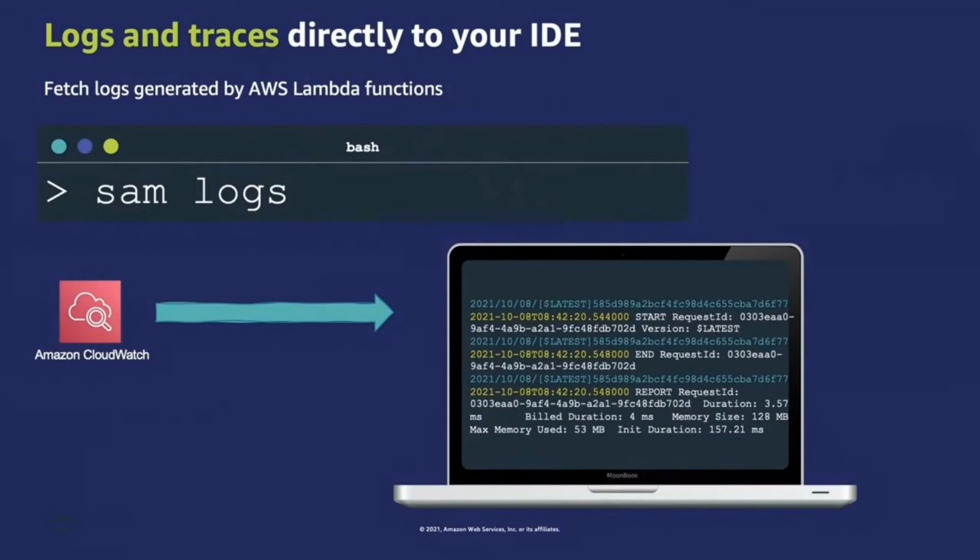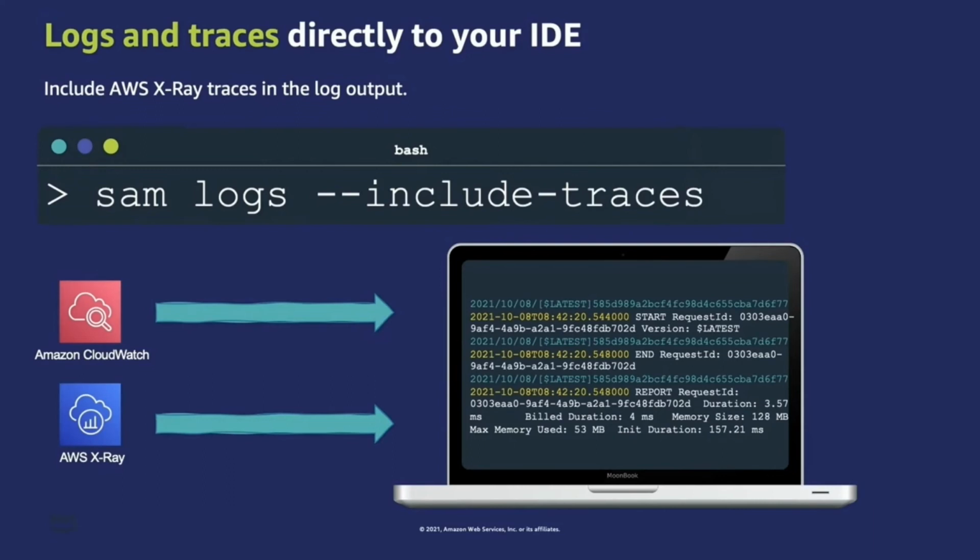There's also a feature called SAM logs. Now, SAM logs isn't new. It allows you to receive invocation logs from your Lambda functions directly to your console or your IDE, what you're working in. What you can do now, though, is include traces with those logs. So if you add this include traces flag, it sends both the CloudWatch logs and AWS X-Ray traces together directly to your console. And you can tail those logs as well. So that means essentially it's able to watch for any invocations within a second or so. It will send those logs directly to your console.